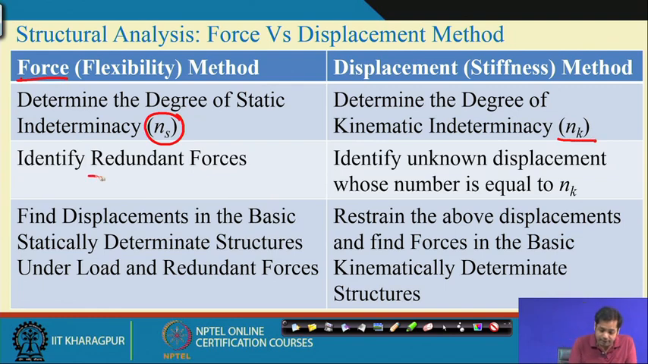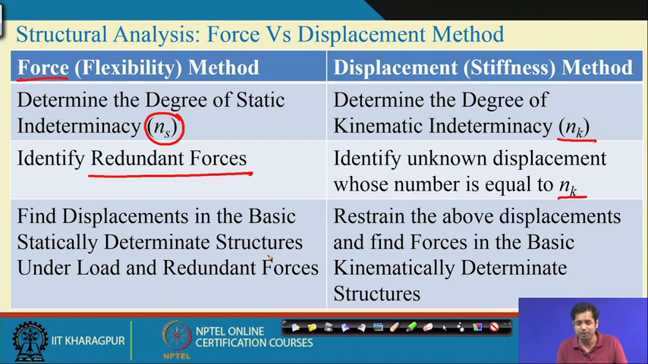Then identify the redundant forces. Redundant forces means the forces that need to be computed, that need to be determined, which are to be considered as unknown. In the displacement method, again we need to identify the unknown displacements, and the number of unknown displacements is equal to the kinematic indeterminacy. Then in the force method, the third step is to find displacements in the basic statically determinate structure.